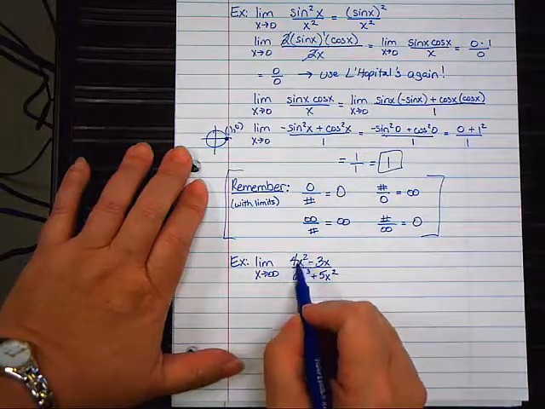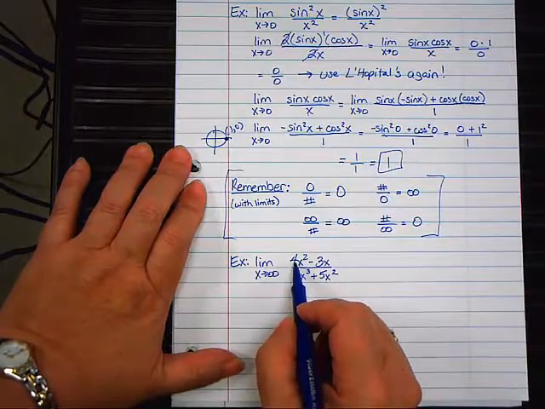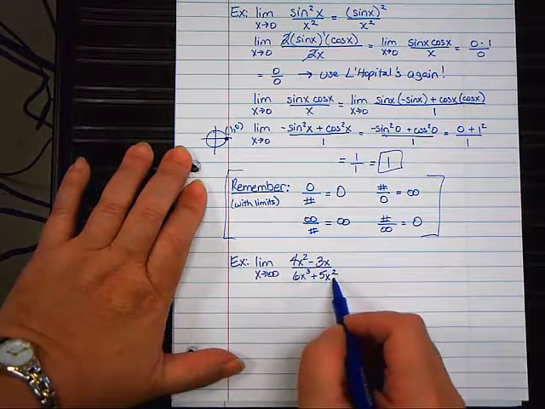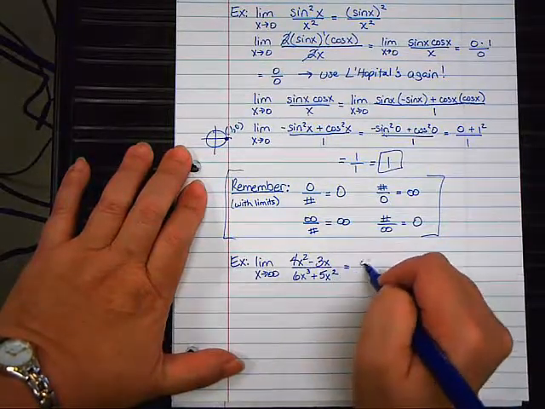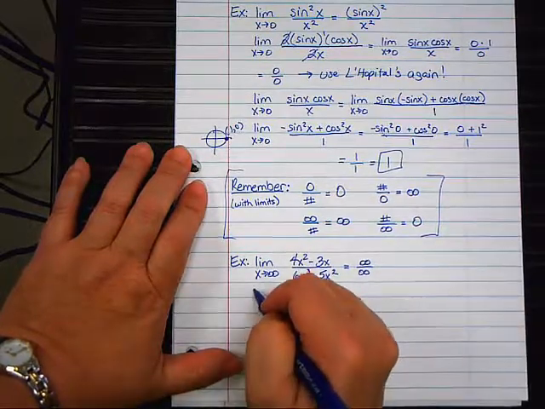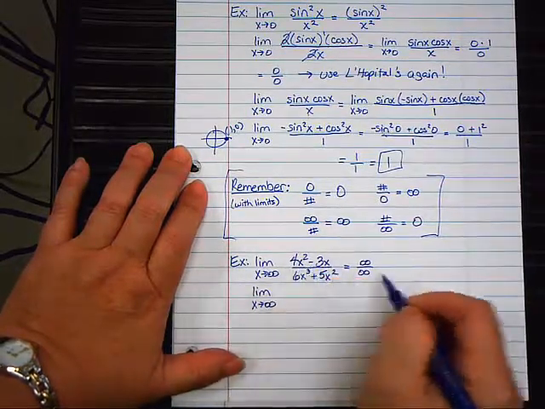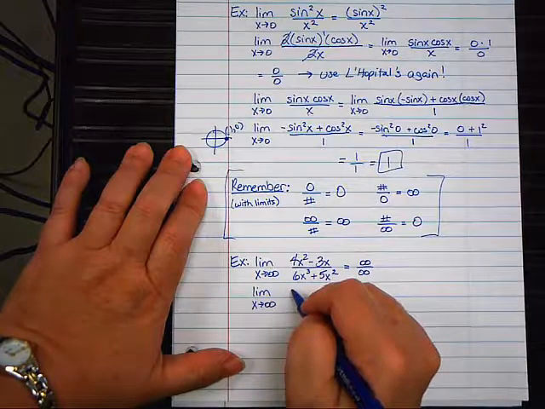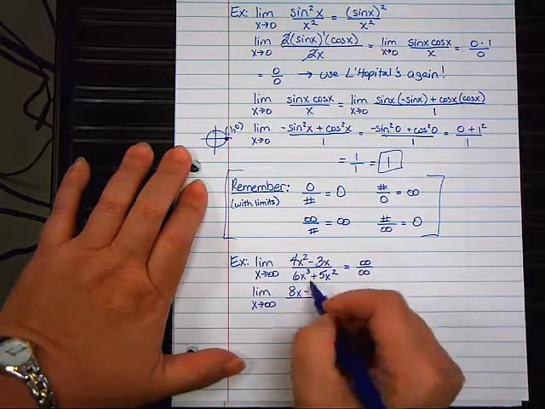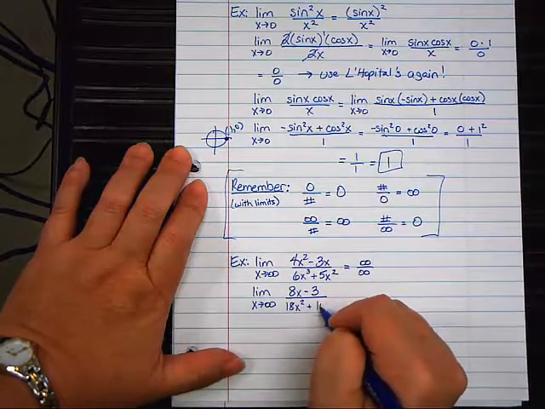So, if you plug in infinity, we have an infinity squared, which is even bigger, times 4, which is even bigger, minus 3 times infinity. That's still huge, over something huge right there. This is infinity over infinity. So we're going to use L'Hopital's rule. Limit as x approaches infinity, take the derivative of the top. That would be 8x minus 3 over 18x squared plus 10x.